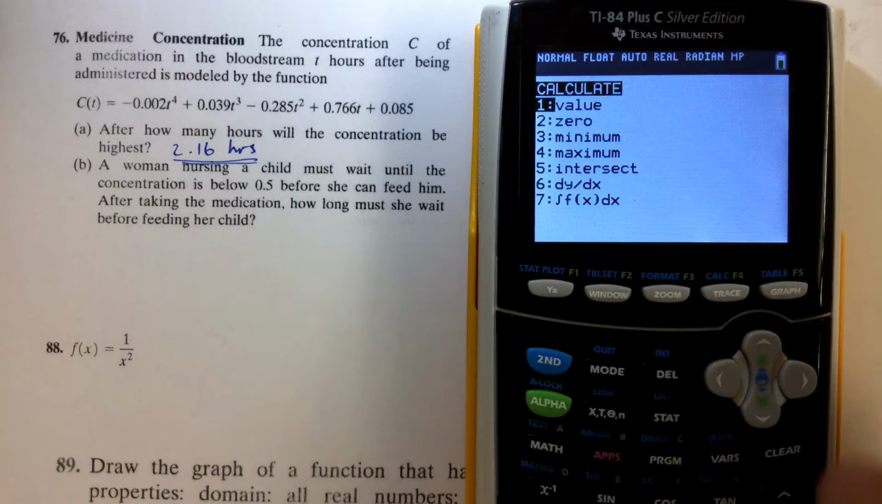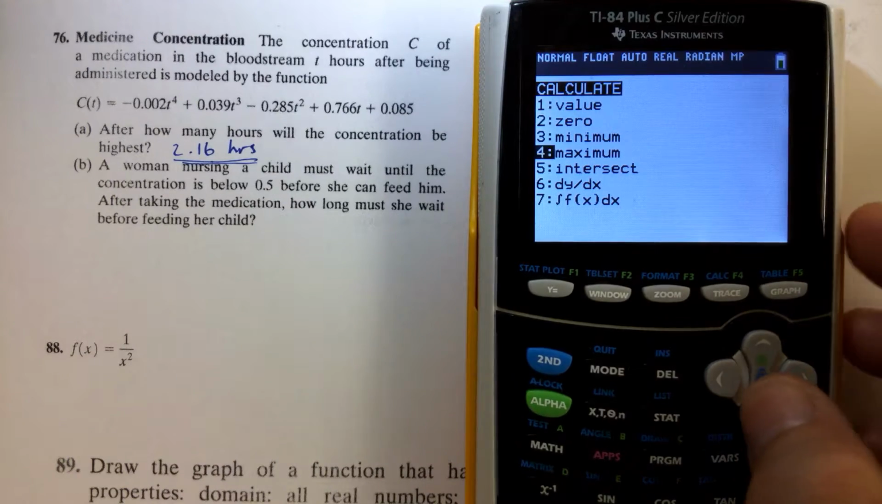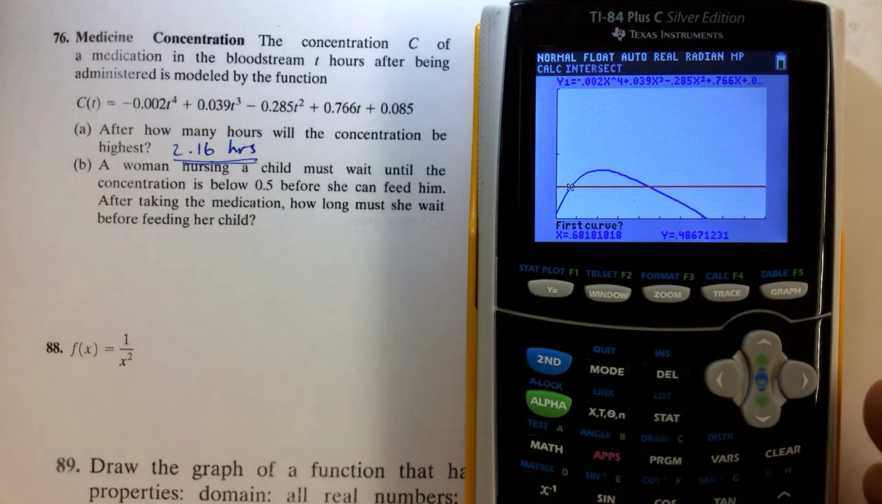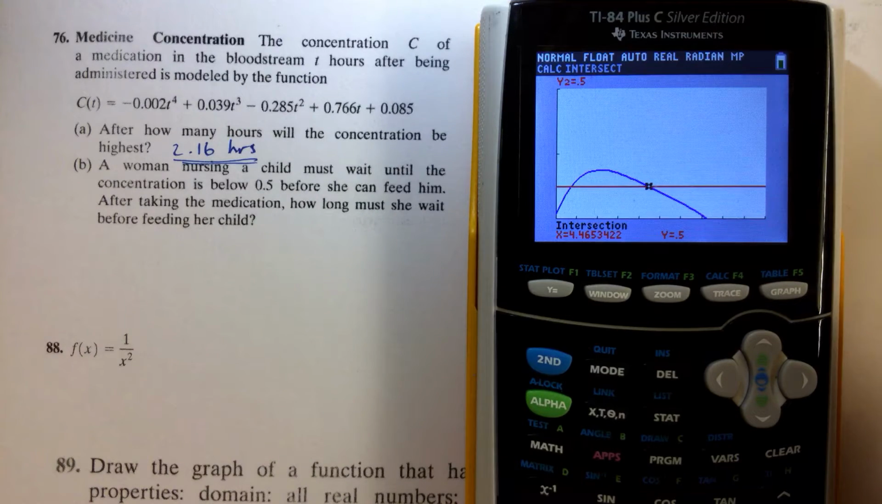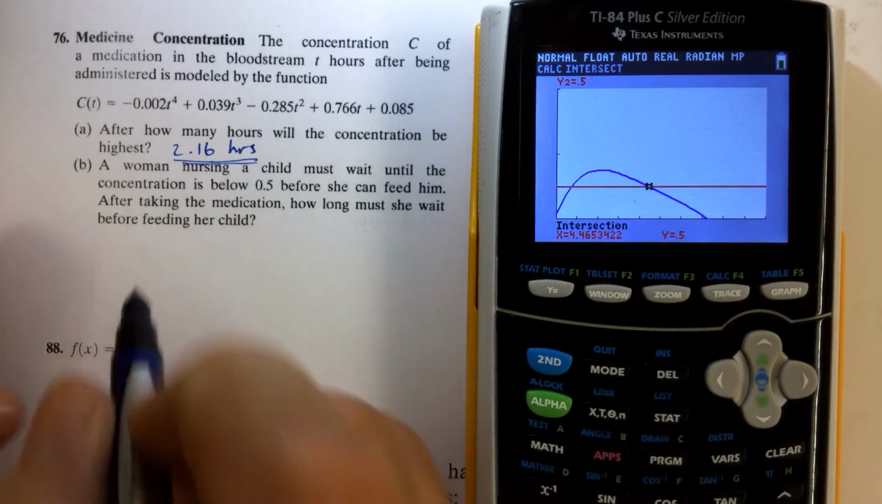So we're going to second calculate intersect, so we can scroll down and hit intersect, and first curve enter, second curve enter, and then we're going to move the cursor over to this spot, and we can see clearly that after 4.465 hours she is allowed to start nursing her child. Okay, so that's the answer to that.